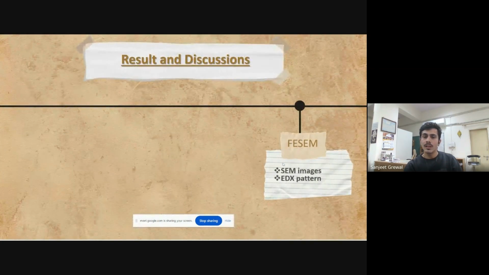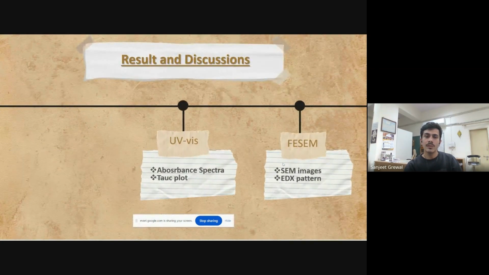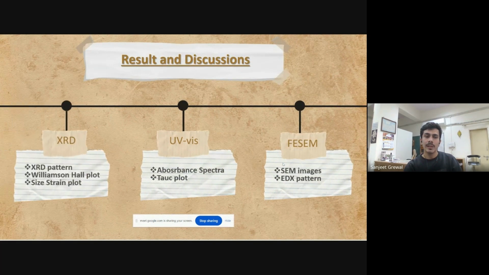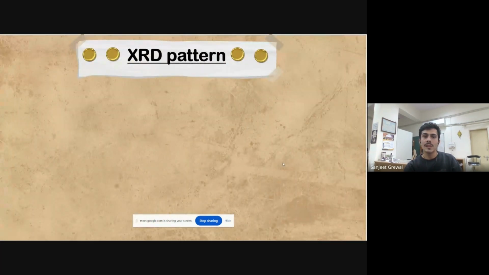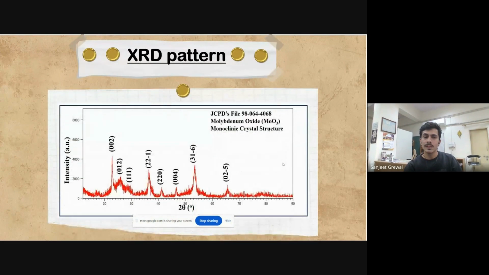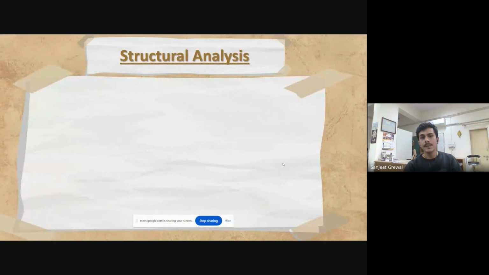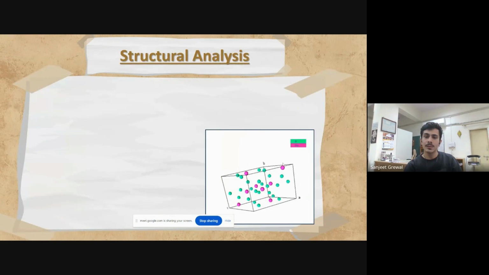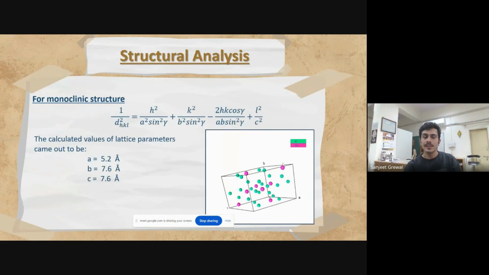In the results and discussion part, we'll be having a look at FESEM, UV visible, and XRD patterns. So let us begin with the XRD pattern. This is the XRD pattern of the sample, which matches the JCPDS file number shown, and it comes out to be molybdenum oxide of monoclinic crystal structure. In the structural analysis, this is the 3D structure for the same. As the structure came out to be monoclinic, using the formula, we calculated the lattice parameters, which came out to be as shown.